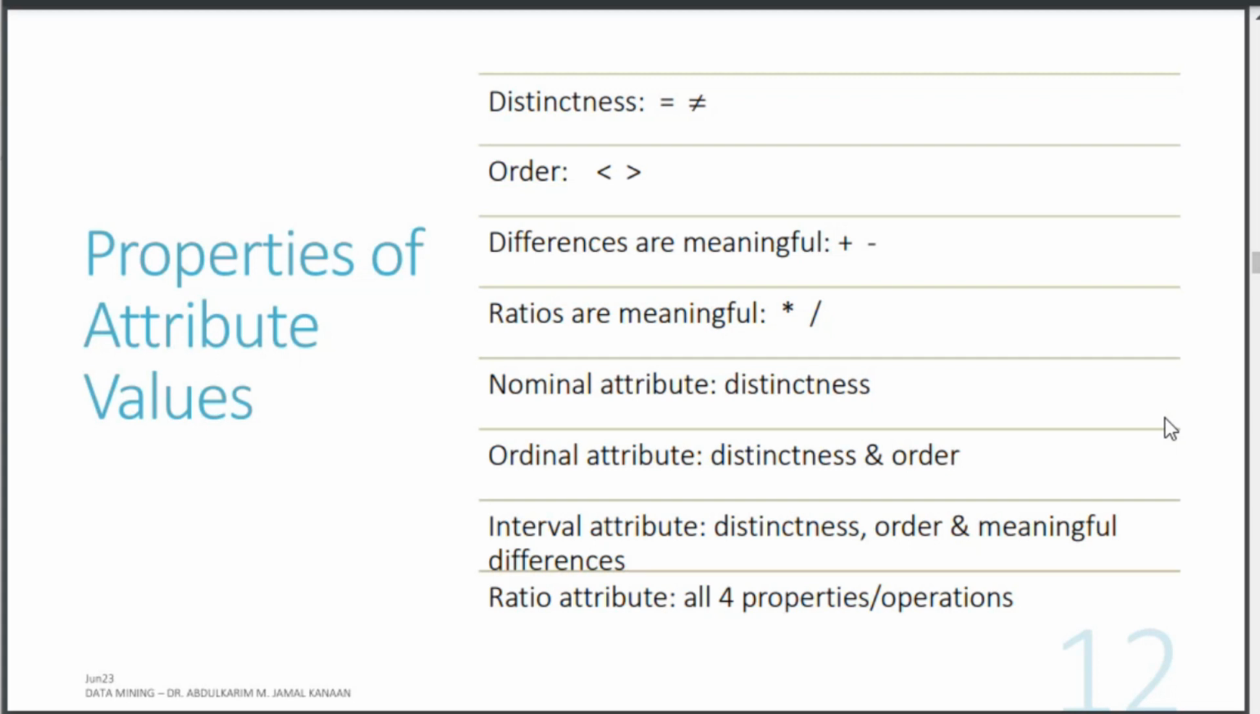Okay, so ordinal, yes, you can do distinctness, plus you can also check for order, greater or lesser. For interval, you can do distinctness, order, plus it has meaningful differences, so you can apply addition and subtraction. But earlier in nominal, you cannot say gender, male plus male equals what? Stronger male, for example, doesn't make sense. Or female plus female equals stronger female doesn't make sense, okay? So again, this is why this operation cannot be applied on nominal.